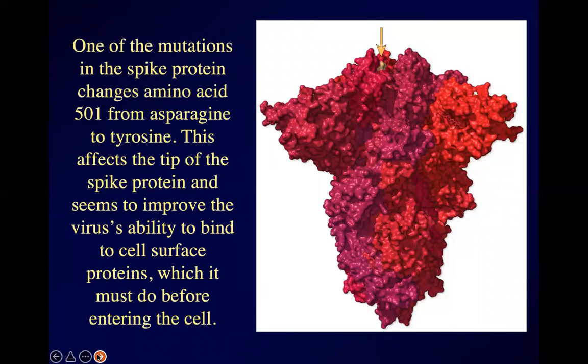One of those mutations changed an amino acid right there, number 501 in the spike protein, from the amino acid asparagine to the amino acid tyrosine. That one little change alters the shape of the spike protein, those spikes coming out of the virus. And that one little change just happens to improve the virus's ability to bind to cell surface proteins. So it makes the virus more infectious, better able to latch onto a host cell and inject its DNA inside.